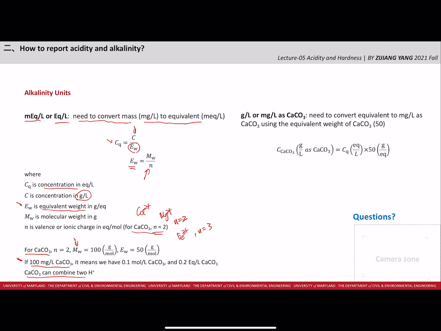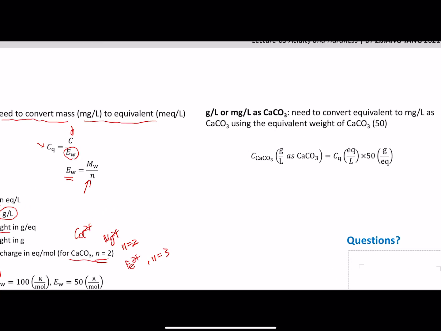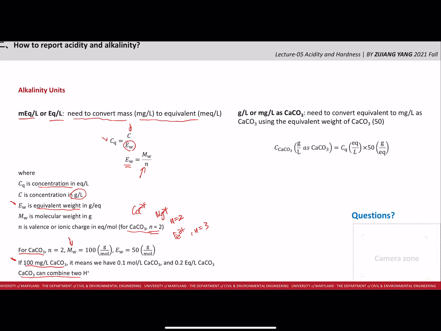Another unit for alkalinity is gram per liter or milligram per liter as calcium carbonate. When we are reporting this unit, we need to include this part. So we cannot say just gram per liter or milligram per liter. We need to say gram per liter as calcium carbonate. So calcium carbonate is part of the unit.